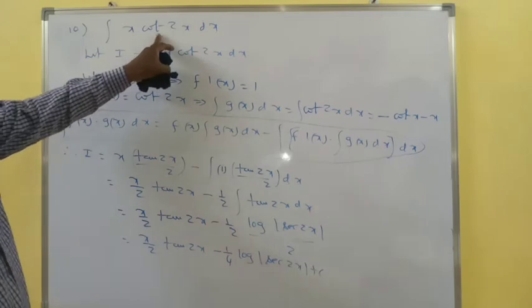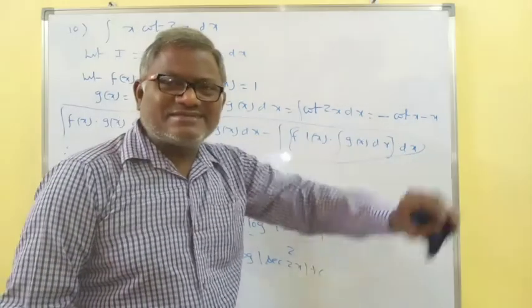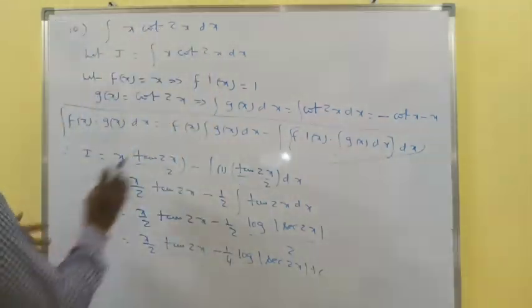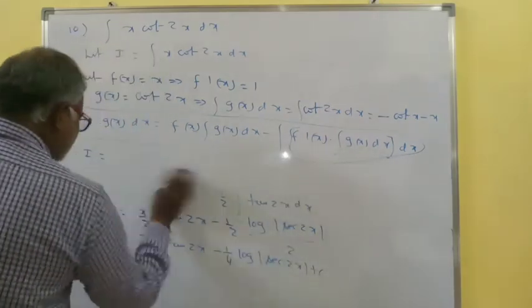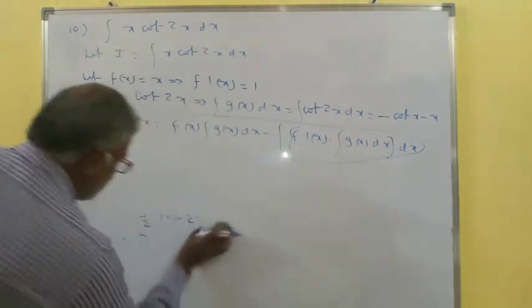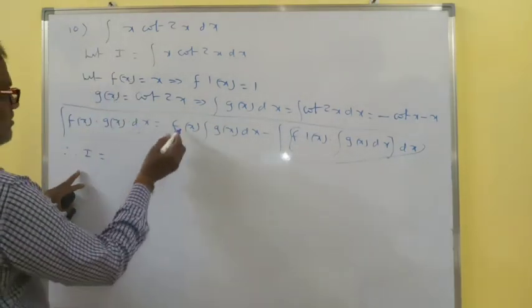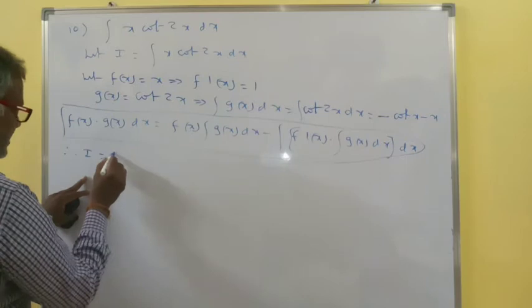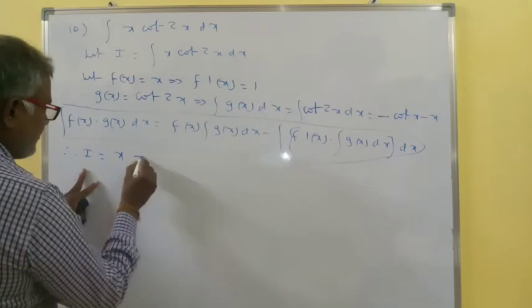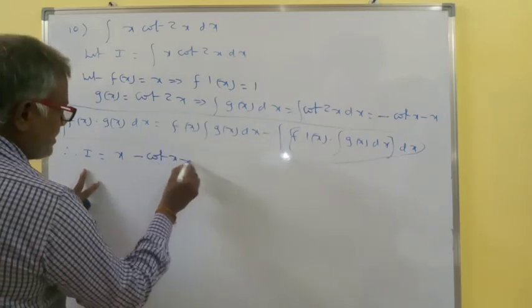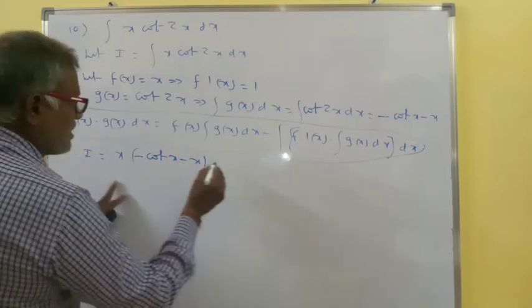Suppose tan square x is there, just simply tan x minus x. Now here this is the simple one. Here I is equal to f of x, and f of x means x. And here what is the integral value? Minus cot x minus x.